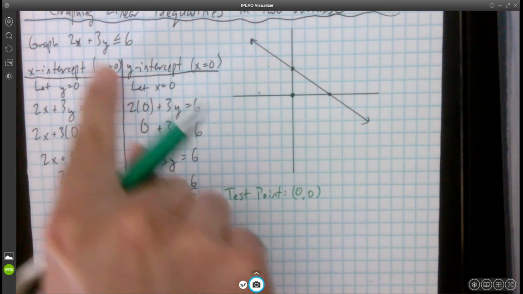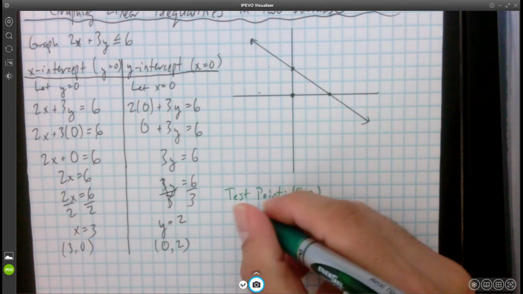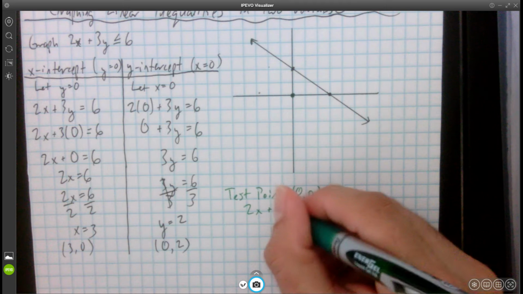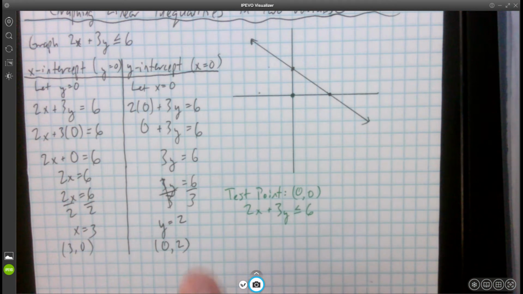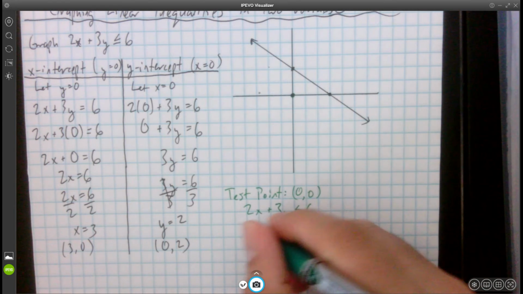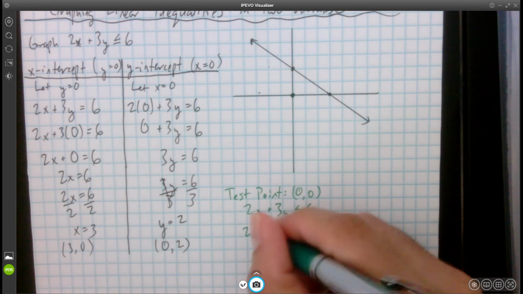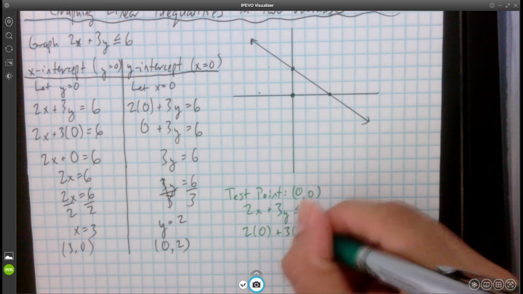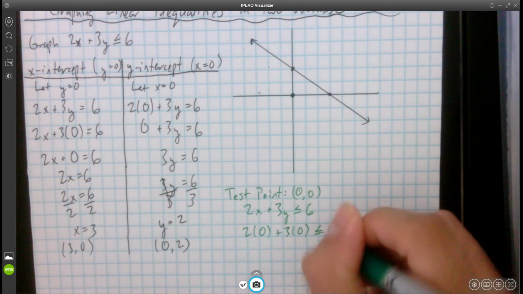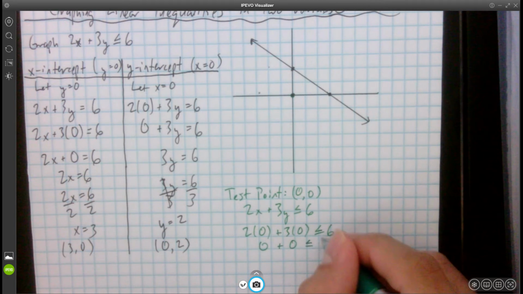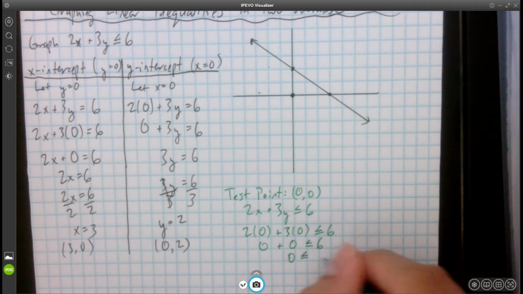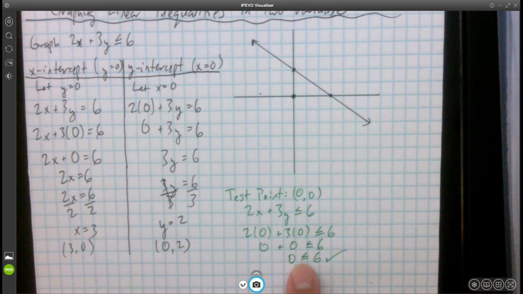I'm going to take my inequality right up here, 2x plus 3y less than or equal to 6, and substitute these values in for x and y. So that's going to be 2 times 0 plus 3 times 0, and I have to check to see if that's less than or equal to 6. This is 0 plus 0, and we know that this statement is true. 0 less than or equal to 6 is in fact a true statement.